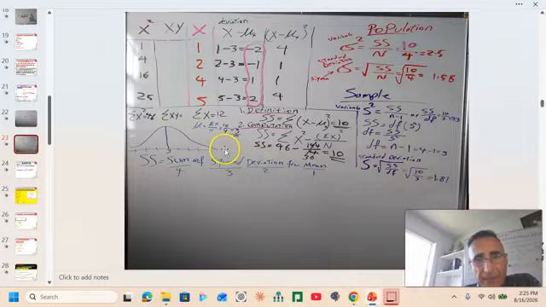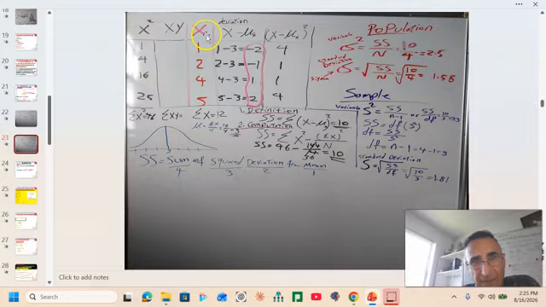Then the computation is right there, right under the table. You need to have the sum of X squared. The formula says SS equals the sum of X squared minus the square of the sum of X, divided by N. So we need to know what the sum of X squared is.